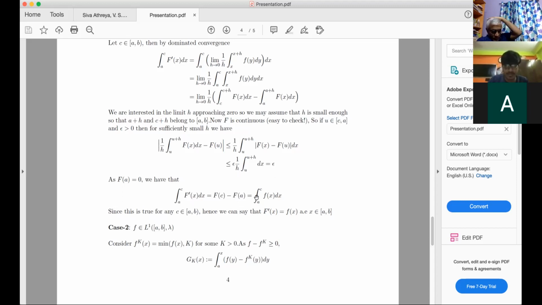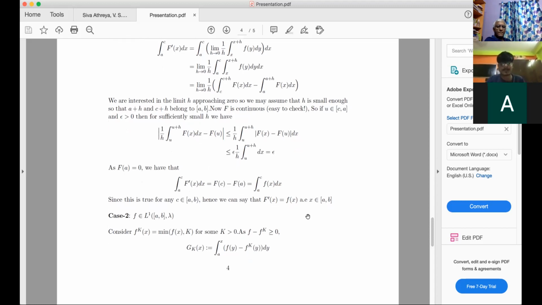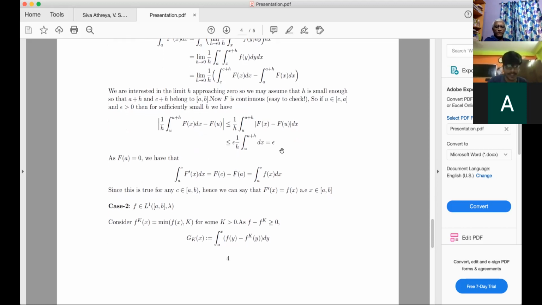This is basically a theorem of Chebyshev and Markov, which states that if the integral of some function is equal to 0, then the function is equal to 0 almost everywhere. So if you consider this and this, and take f(x) to that side, you get that the integral from a to c of F'(x) minus f(x) is equal to 0. From there, we can say that F'(x) is equal to f(x) almost everywhere. So this was the case when f lies in L infinity.